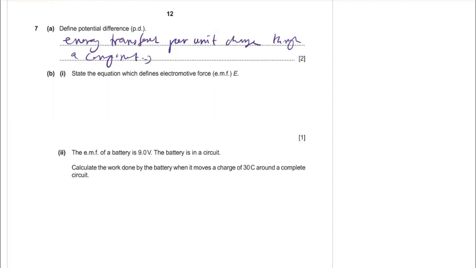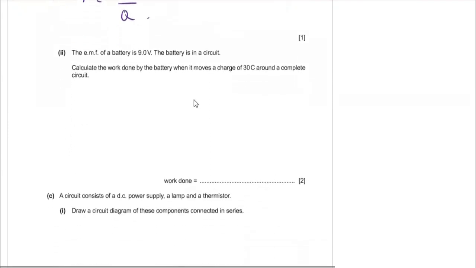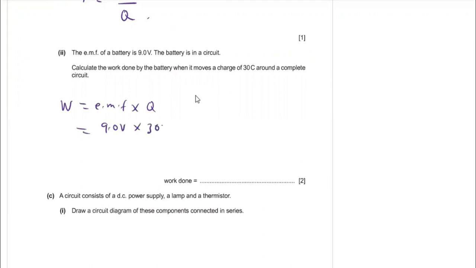State the equation which defines electromotive force. So electromotive force, which is EMF, is given by work done per unit charge, or energy transferred per unit charge. The EMF of the battery is 9.0 volts. The battery is in a circuit. Calculate the work done by the battery when it moves a charge of 30 coulomb around a complete circuit. That means work done will be equal to the EMF E times the charge Q. That will be 9.0 volts times 30 coulomb, which is 270 joules.